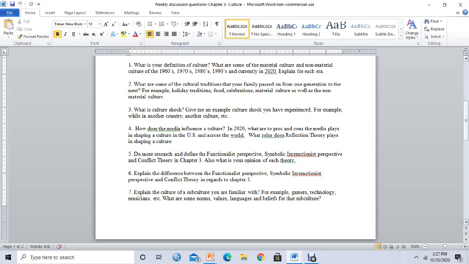Currently what's going on in 2020. Just kind of talk about for each area the material and the non-material culture. Any questions on number 1? Feel free to email me.